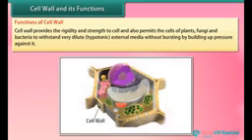Functions of cell wall. The cell wall provides rigidity and strength to the cell and also permits the cells of plants, fungi and bacteria to withstand very dilute hypotonic external media without bursting by building up pressure against it.